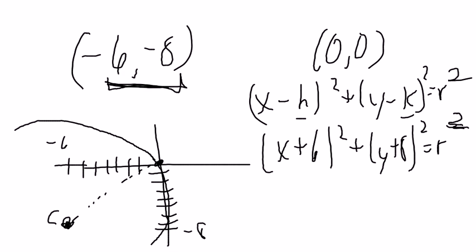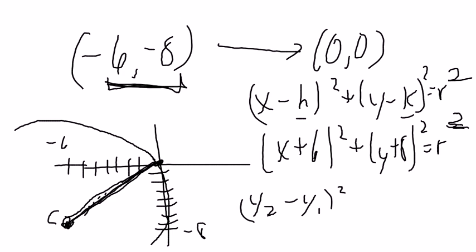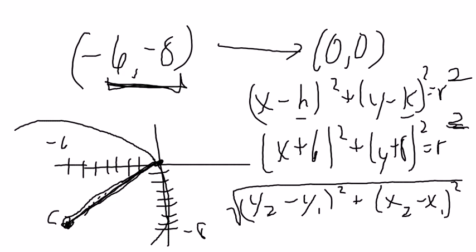So there is a way to find what this distance is, right? You remember the distance formula from way back, probably in Unit 1 or in Algebra 1. So what we need to do is find the distance between (−6, −8) and (0, 0). Well, we can always do, what is it? It's (y2 − y1)² + (x2 − x1)², and we just take the square root of that.